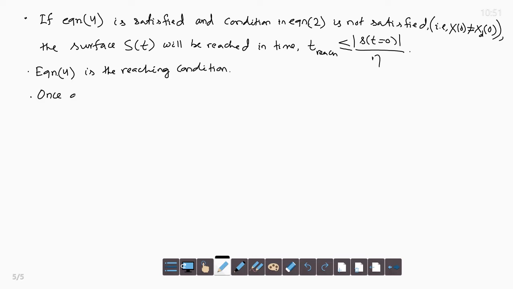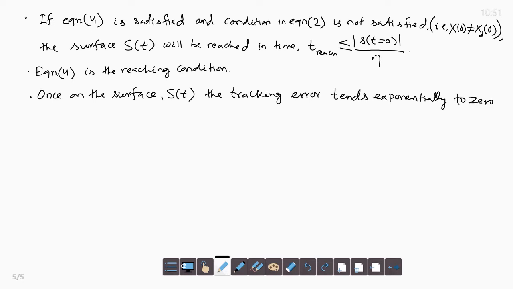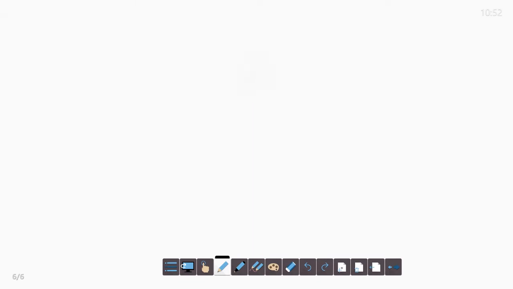Once on the surface S(t), the tracking error tends exponentially to 0 with a time constant n minus 1 by lambda, corresponding to n minus 1 filters, each of time constant 1 by lambda. So this is important. Then we will discuss sliding controller design.